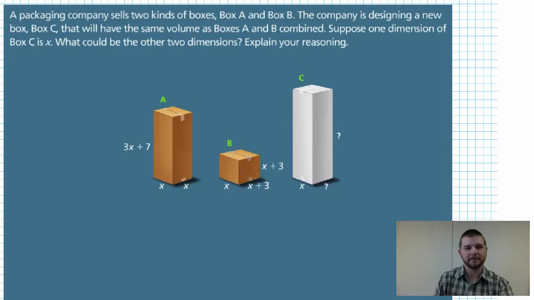Let's consider this problem to get us thinking along the lines of factoring higher degree polynomials. A packaging company sells two kinds of boxes, box A and box B. The company is designing a new box, box C, that will have the same volume as boxes A and B combined. Suppose one dimension of box C is x. What could be the other two dimensions?